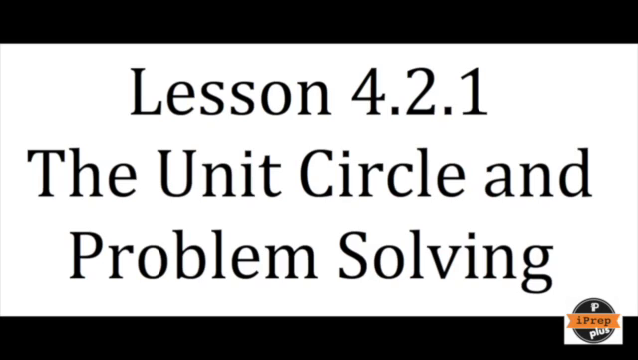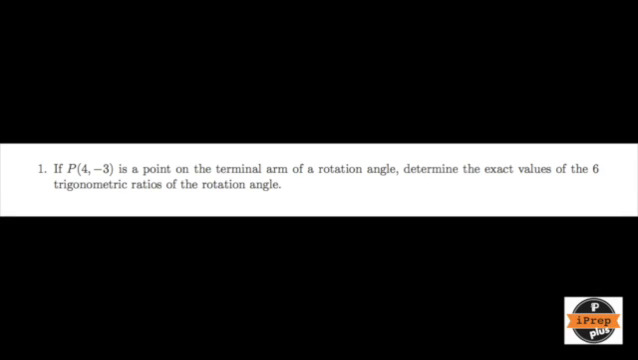Welcome to lesson 4.2.1, and in this lesson we will be looking at the unit circle and problem solving. If the point P(4, -3) is a point on the terminal arm of a rotation angle, determine the exact values of the 6 trigonometric ratios of the rotation angle.